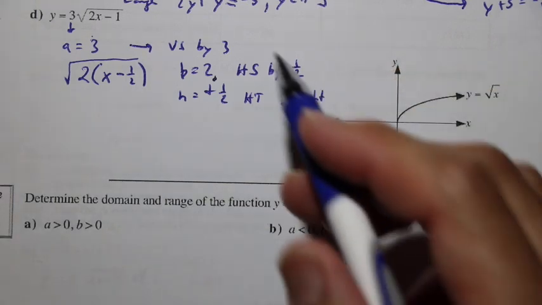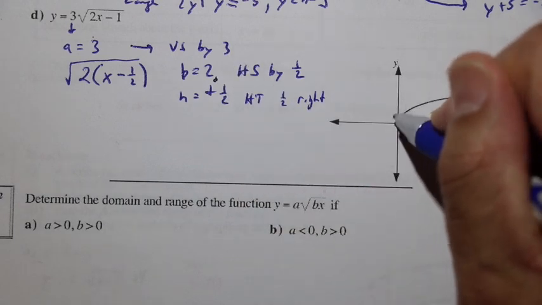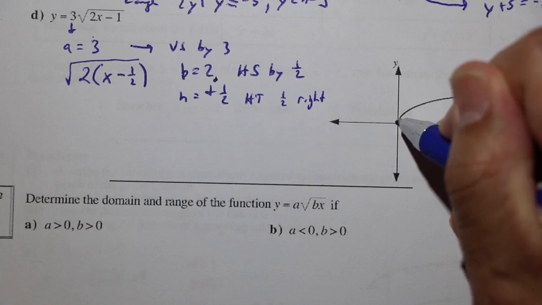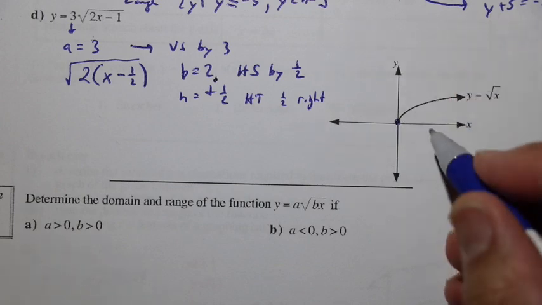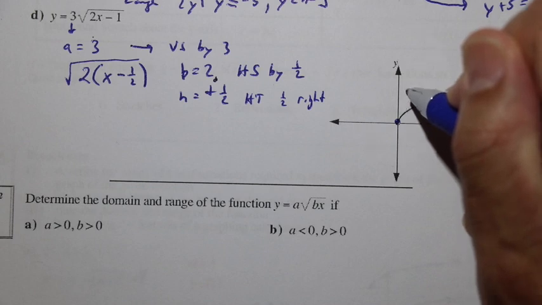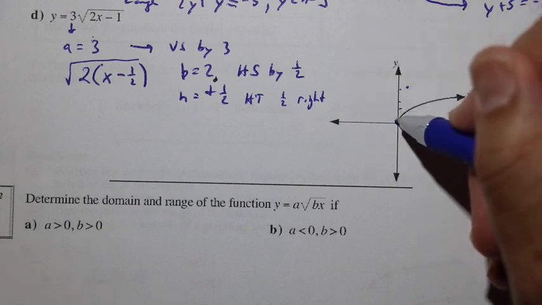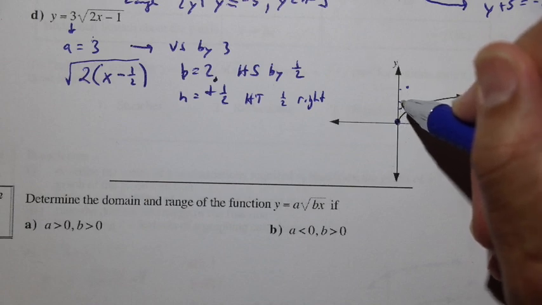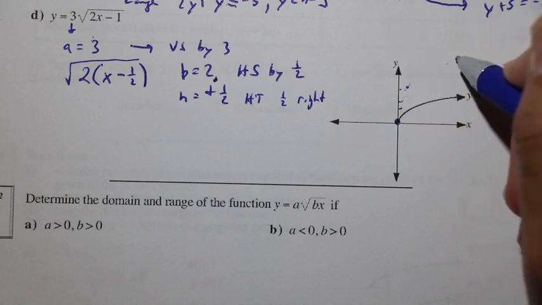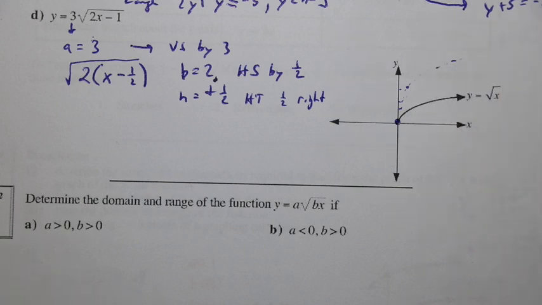Okay, let's go in order here. A vertical stretch by 3. So here this would be 0, 0, but by 3 it stays there as an invariant point, because it's on the x-axis. But this 1, 1 will now become 1, 3. So 1, 2, 3, something like that. And then we have that thing happening after the vertical stretch.